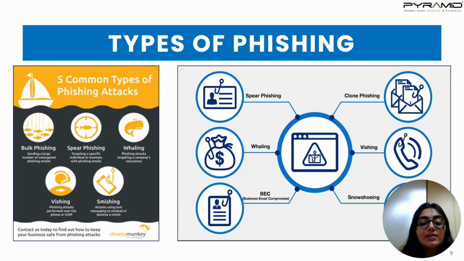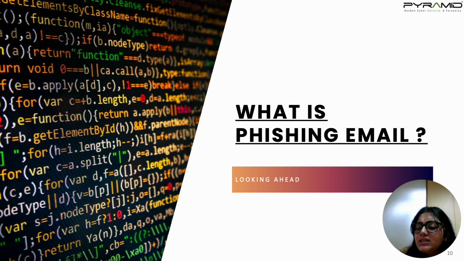Now, as you can see in these images here, in the first image, we have 5 common types of phishing attacks. So here we have bulk phishing, spear phishing that we talked about, whaling, vishing and smishing. And in the next picture, we have the same ones which are spear phishing, clone phishing, vishing, snowshoeing, BEC and whaling. Now, what is a phishing email?